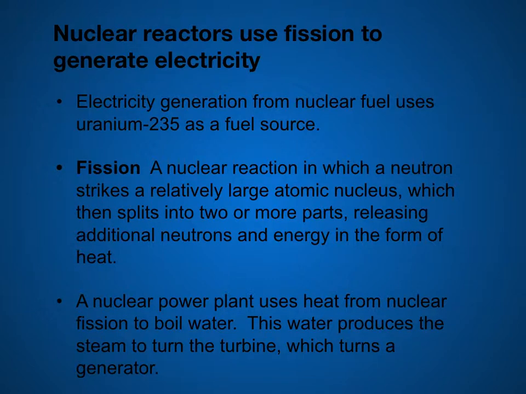Electricity generation from a nuclear reactor uses the same basic process as electricity generation from fossil fuels. Steam turns a turbine that turns a generator that generates electricity. The difference is that the nuclear power plant uses this radioactive isotope, uranium-235, as its fuel source.